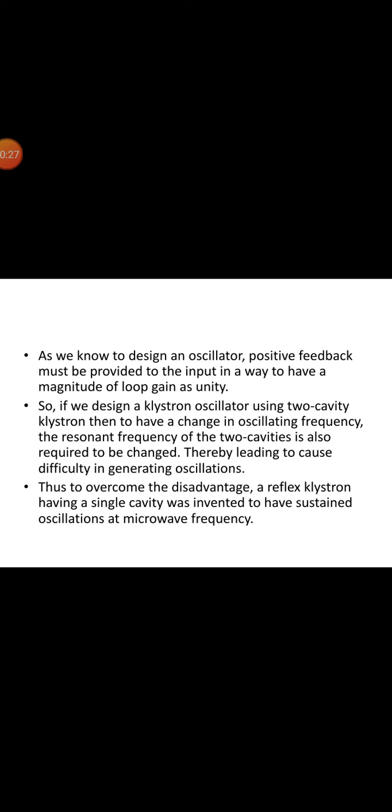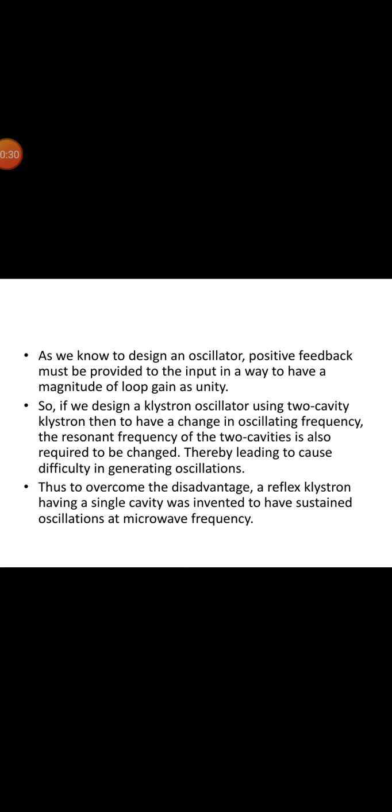Welcome to this presentation. In this presentation, let us have an insight of reflex klystron. The reflex klystron is a single cavity velocity modulated tube in which a single cavity does the functions of both buncher and cavity resonator. So it is a specialized low power vacuum tube used to produce oscillations at microwave frequency. Its principle of operation is velocity and current modulation.